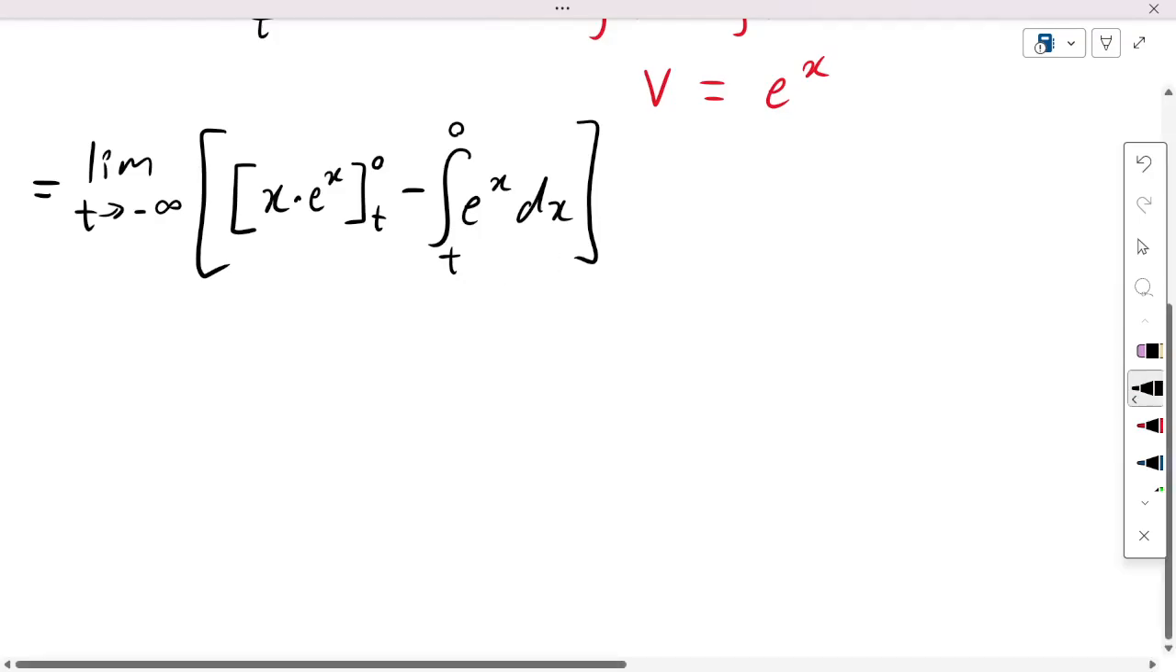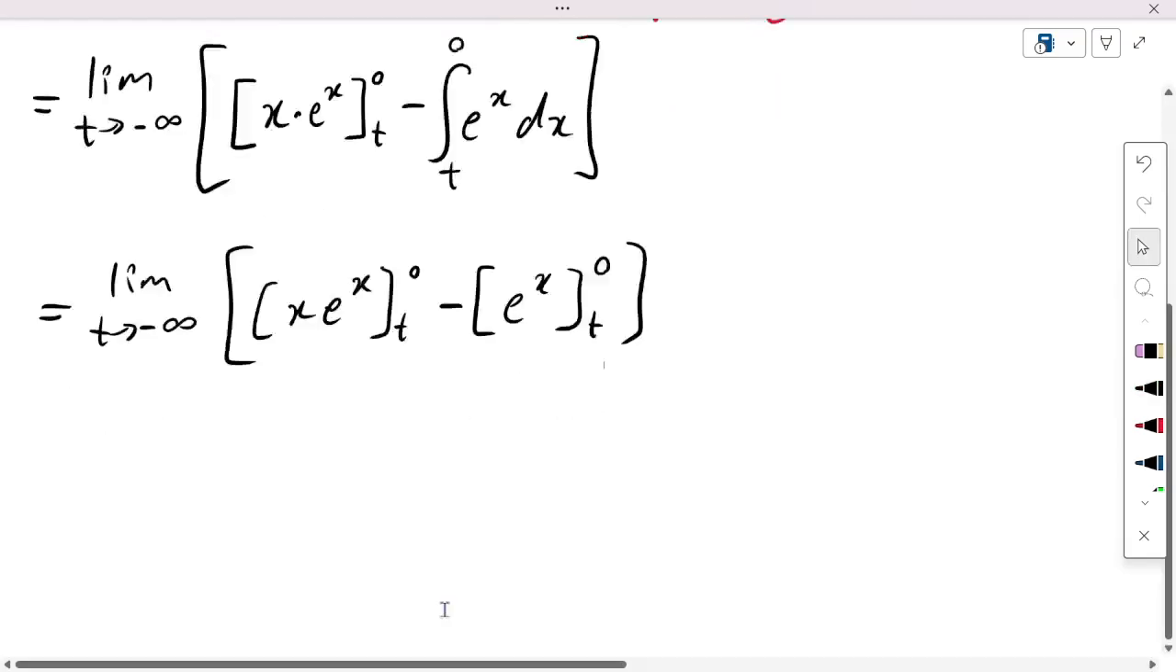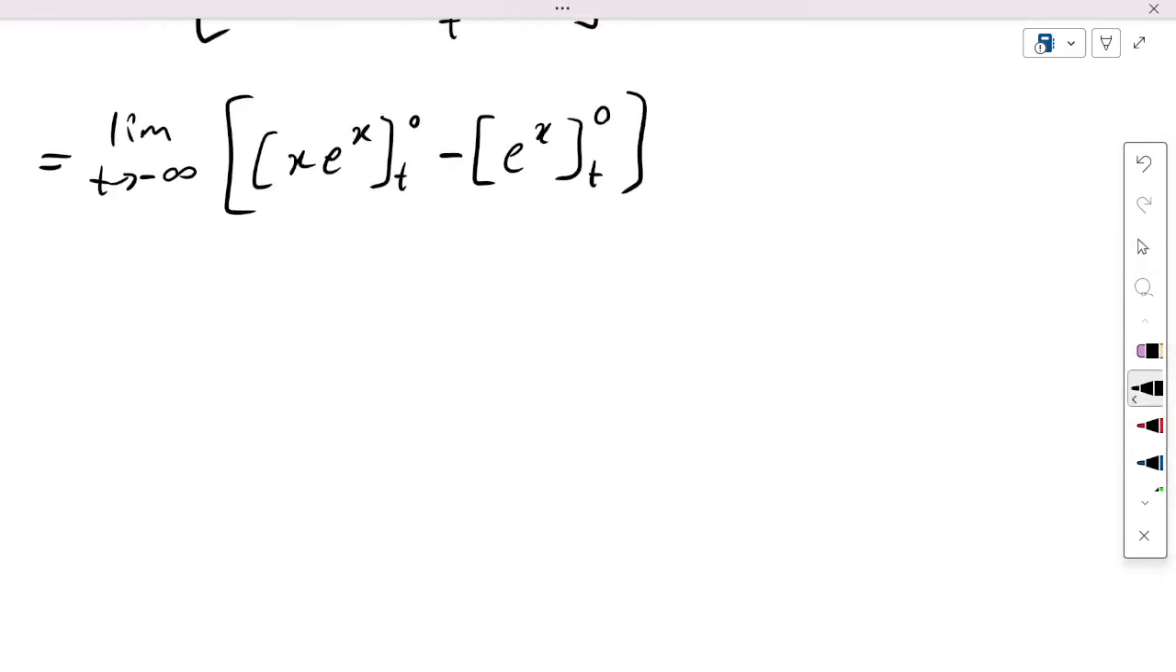over here. So we're going to say this is equal to the limit as t approaches negative infinity of x times e to the x evaluated from t to 0, and then minus the integral of e to the x, which is literally just e to the x, so we're just going to have e to the x evaluated from t to 0. And therefore we can clean it up by writing it like this. Because they're both evaluated from t to 0, we can just write it into one bracket.